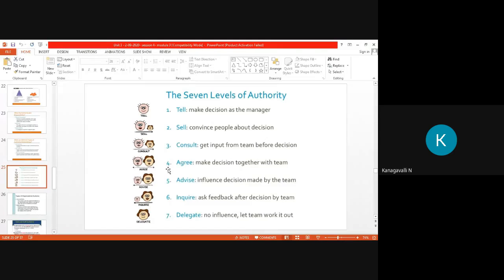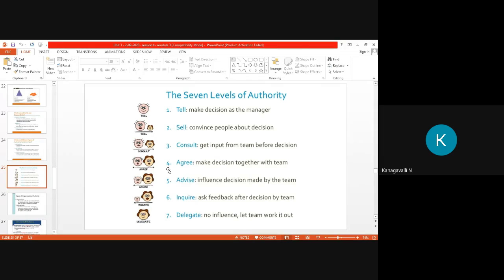Then sell, convince people about the decision. Consult, get input from the team before taking a decision. Then agree, make the decision together with the team, so we can agree with others' points of view also. Then advise, influence the decision made by the team. We need to give some advice on the inflow and outflow for our organization. Then inquire, ask questions or ask for feedback after the decision by the team.